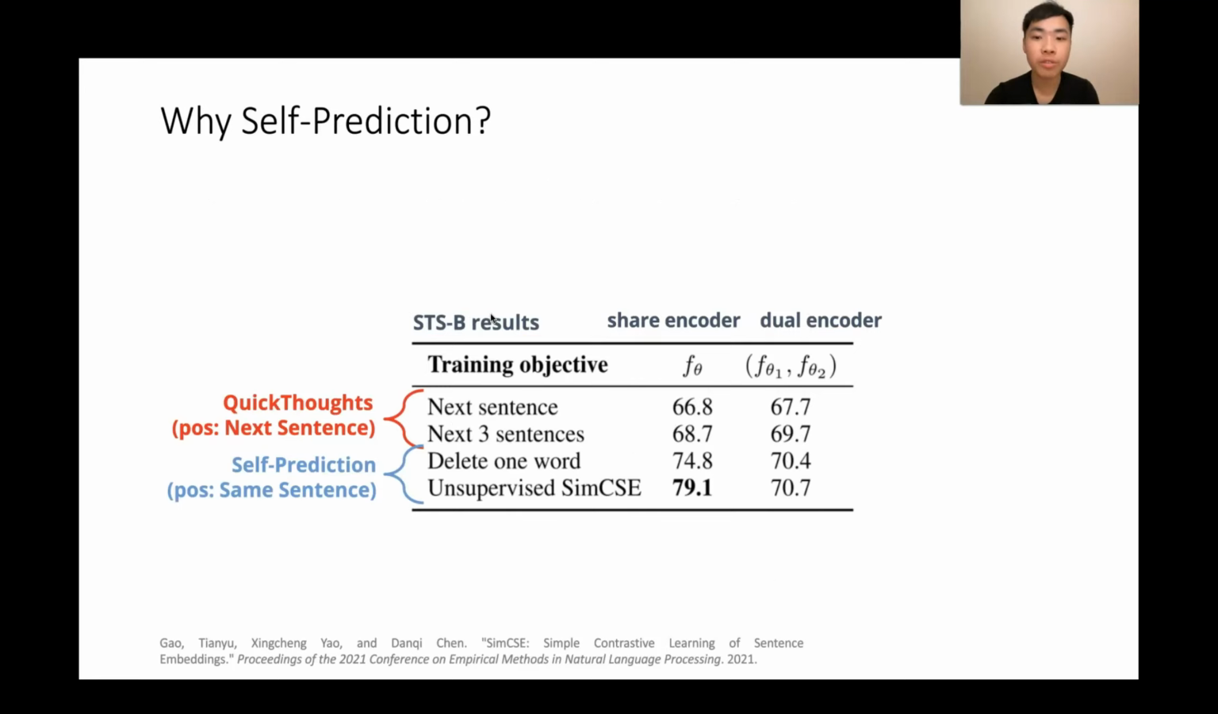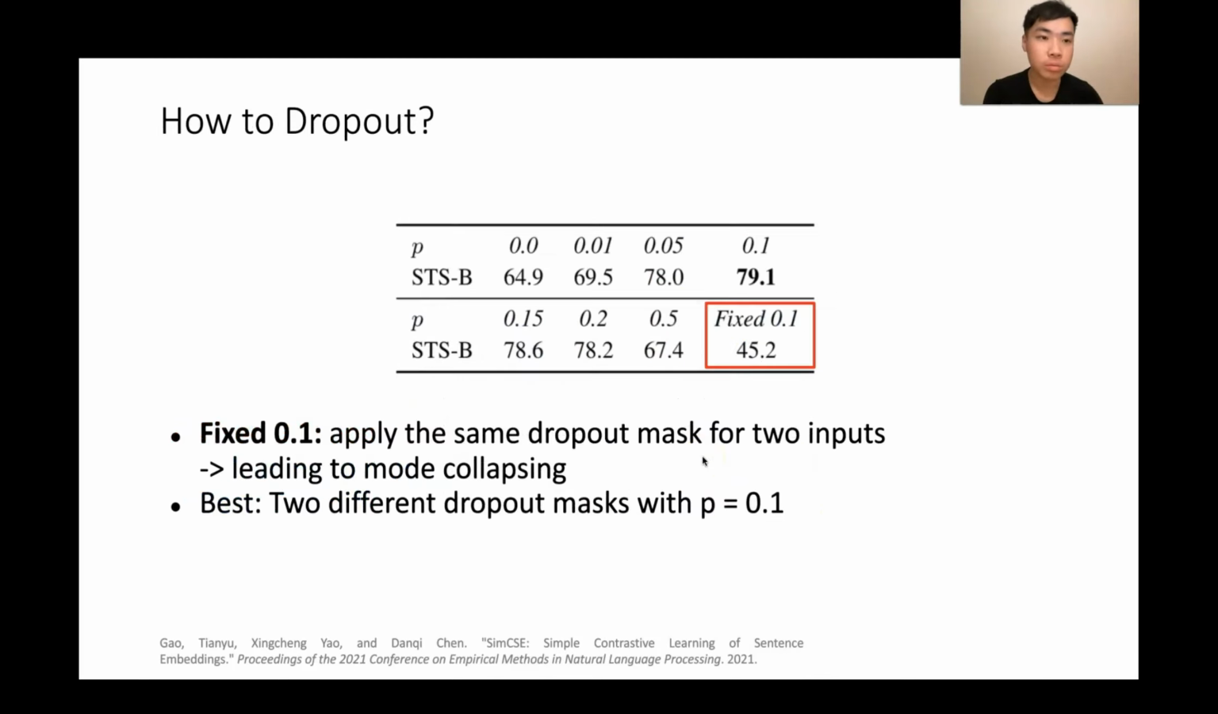They also try different training tasks. Like we do next sentence prediction in Quick-Thought, we can also try this for BERT, but it's not as effective as self-prediction. They also try a dual encoder and compare it to a shared encoder. The results show that one single encoder is a better sentence encoder. Here they also have some ablation study about the dropout mask.